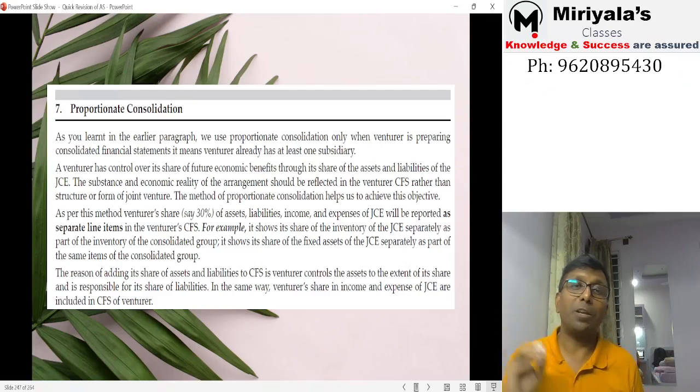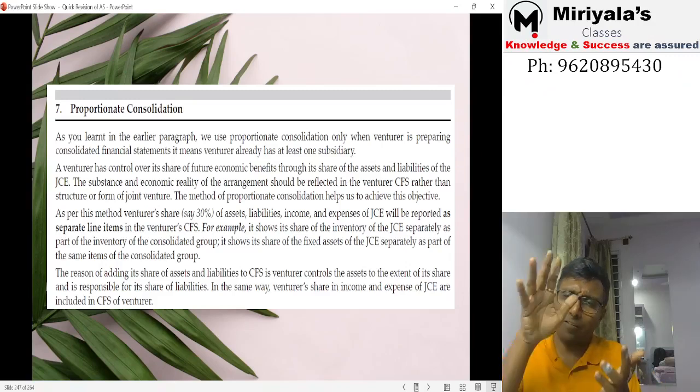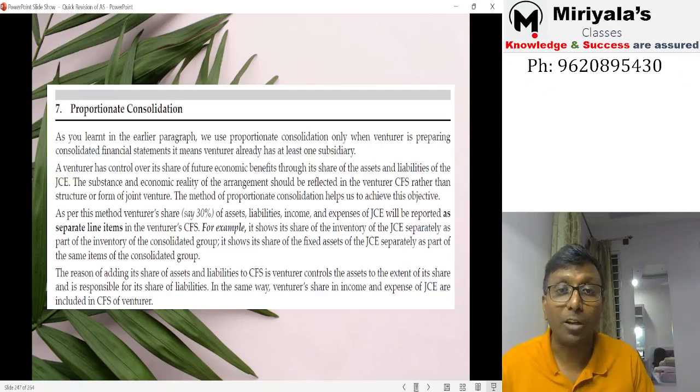Suppose there is a PPE of 1 lakh. Out of 1 lakh, I should take 50%. I have my PPE already, so in the PPE of my financial statement, I'll take my PPE plus 50,000 rupees. And any other assets, cash also, 50% of every line item will be taken into my financial statements.